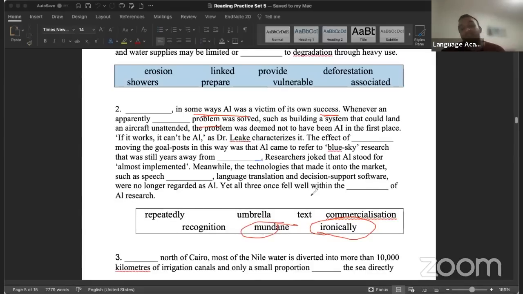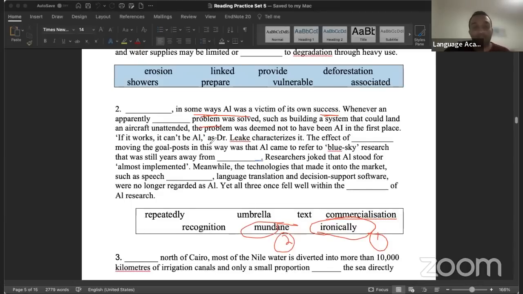Okay. Let's say, for example, if I don't know the meaning of mundane, I personally don't know the meaning of that. But yeah, the meaning is dull. But even if you don't know it, you should still be able to get it right by using the process of elimination. So you will eliminate commercialization, you will eliminate text, umbrella, recognition. Recognition problem doesn't make sense as well. So that's the only option which you are left with. Okay. So the first one will be ironically, and second one will be mundane. All right.